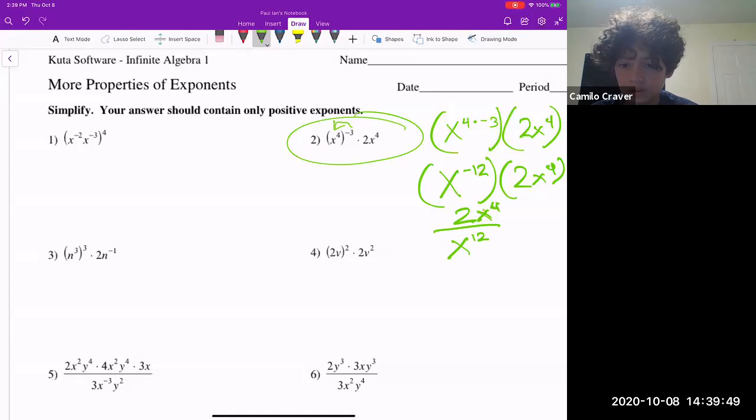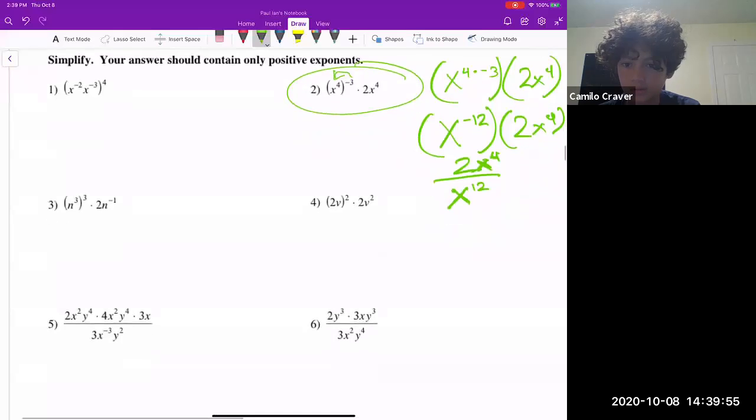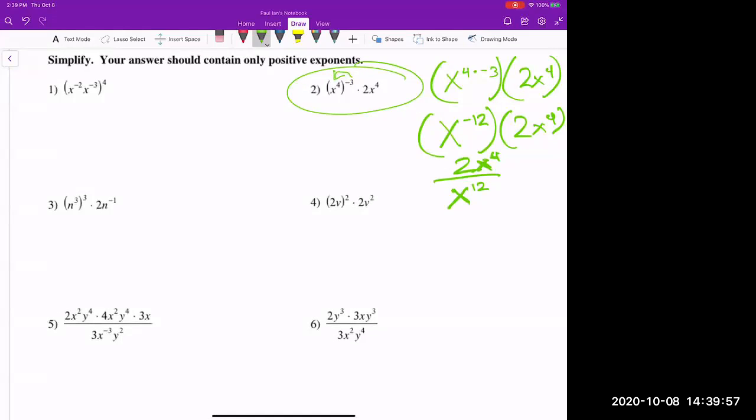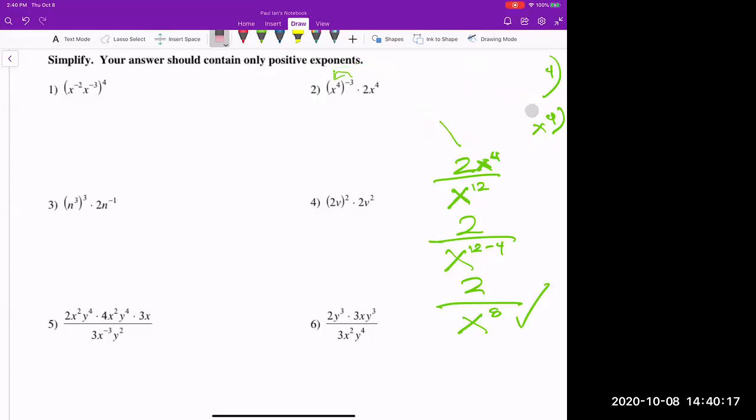These are x's. So minus them. Minus from the and the 4. Okay, both of x. Yes, that's good. So there's no more x's up top, right? Yeah. So there's gonna be x 12 minus 4. So that's gonna be 8. 2 over x to the 8. So that's the answer.